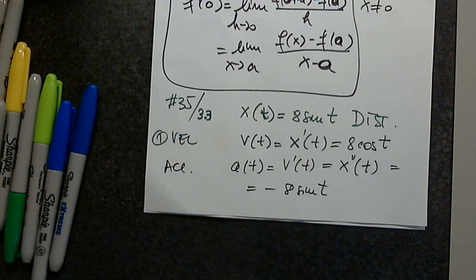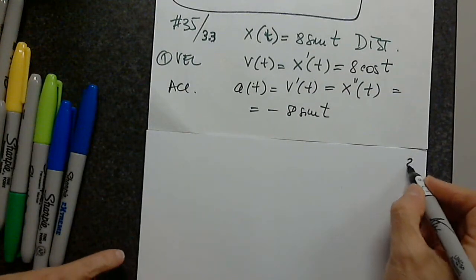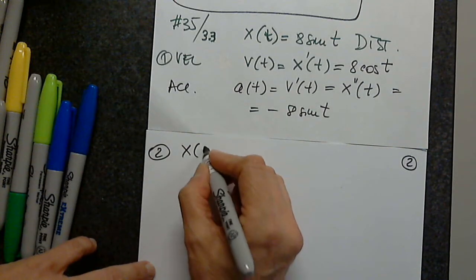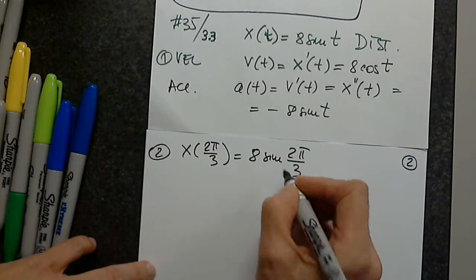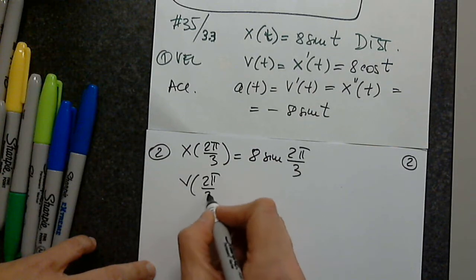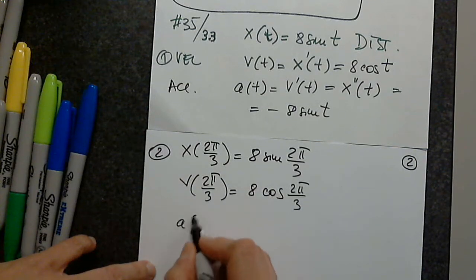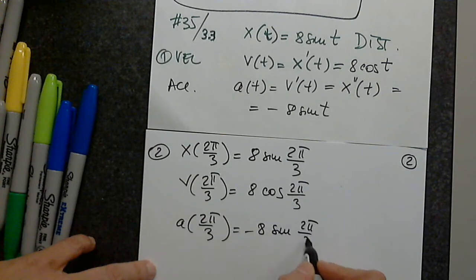Find the position, velocity, and acceleration of the mass at time t equals 2 pi over 3. So what do we have to do? Plug it in. So that's part B. So I have x of 2 pi over 3, which is 8 sine 2 pi over 3. Then I have V of 2 pi over 3, which is 8 cosine 2 pi over 3, and A of 2 pi over 3, which is negative 8 sine 2 pi over 3.